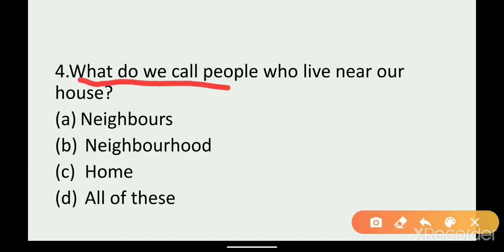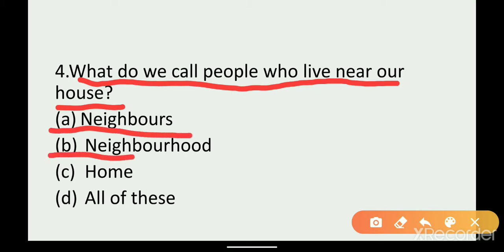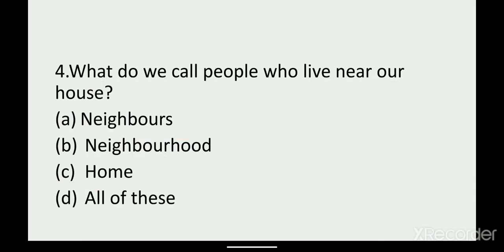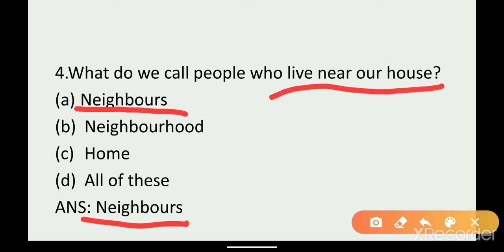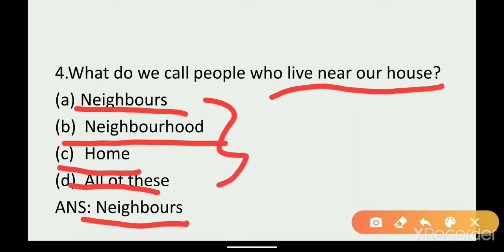Next, what do we call people who live near our house? Option A, neighbors. Option B, neighborhood. Option C, home. Option D, all of this. So what will be your answer? Neighbors. So neighbors are the people who live near our house. Neighborhood is the area near our house. Home, where we all live. And all of this means these all are known as neighborhood? No. So what will be your answer? Neighbors.